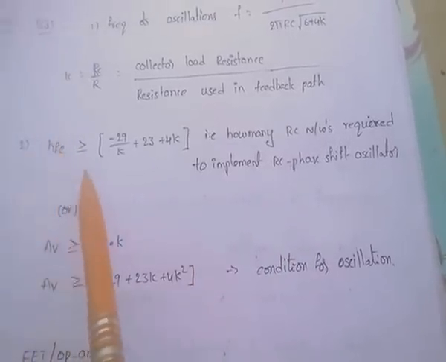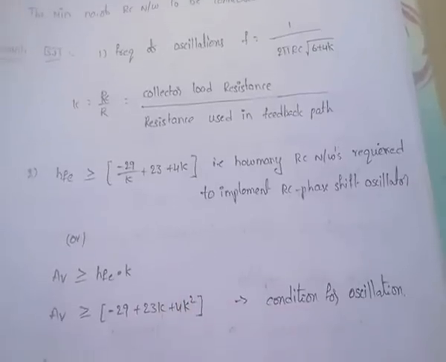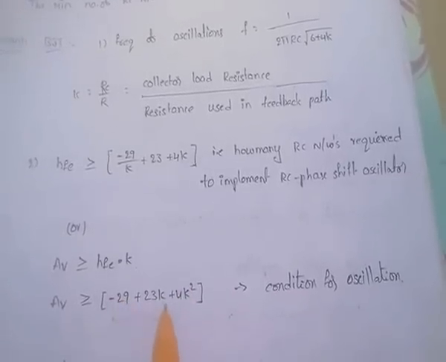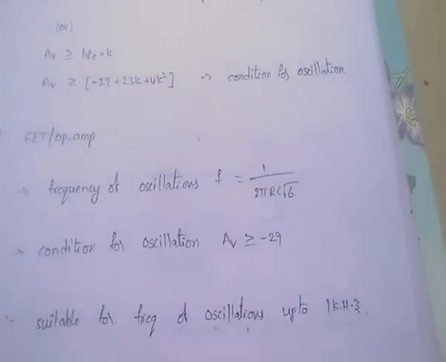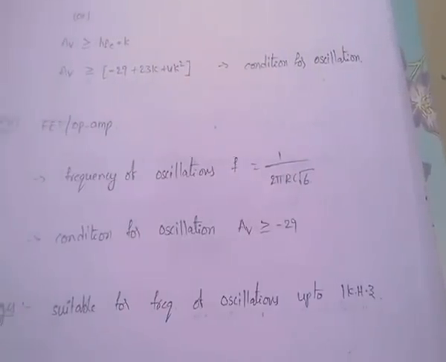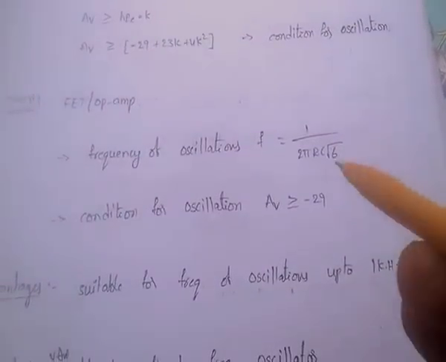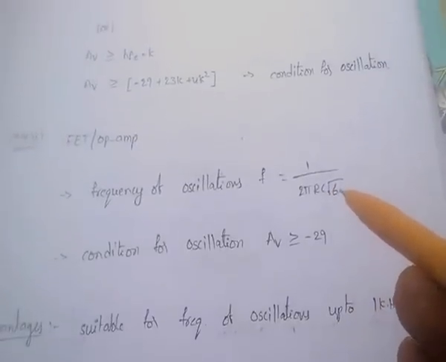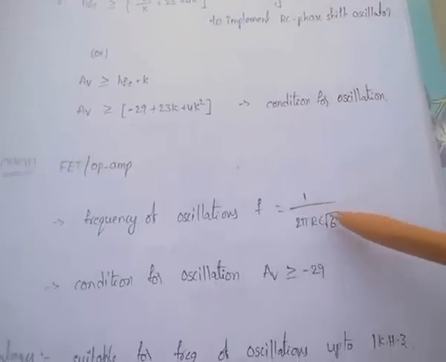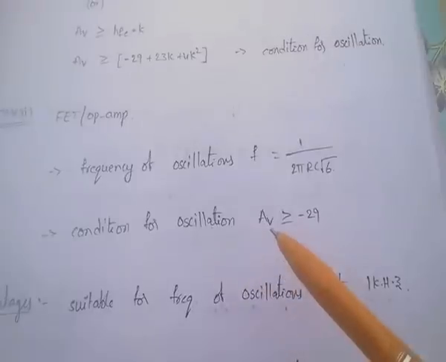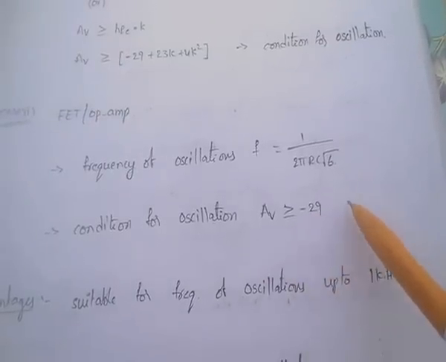So if we use a BJT in the RC phase shift oscillator, the condition for oscillation is AV greater than minus 29 plus 23K plus 4K square. If we use a FET or op-amp, op-amp meaning operational amplifier, the frequency of oscillation is F equal to 1 by 2 pi RC into root 6. Here it is root 6 only, and the condition for oscillation is AV greater than or equal to minus 29.